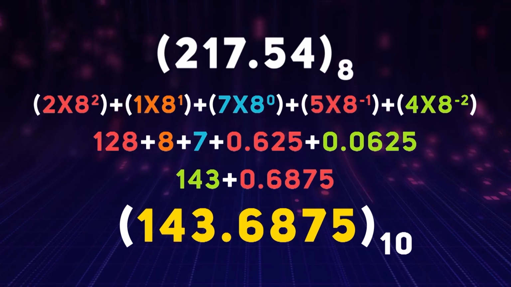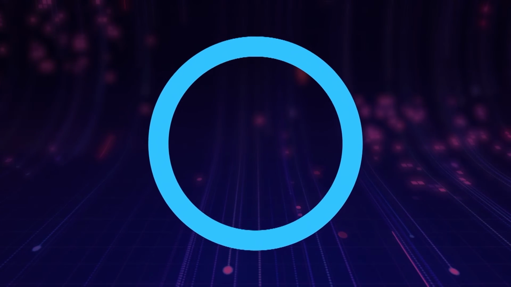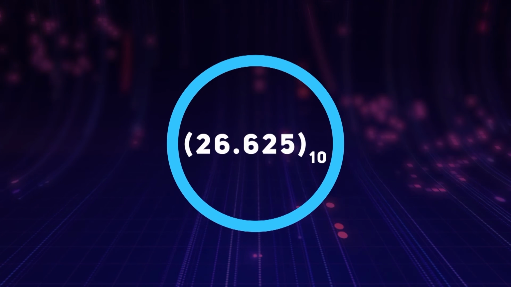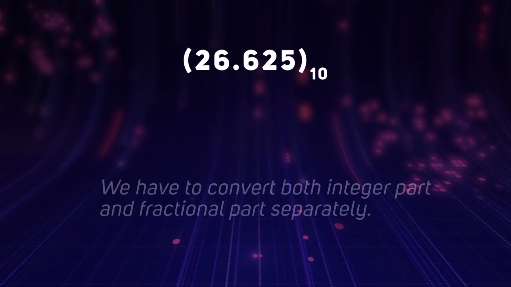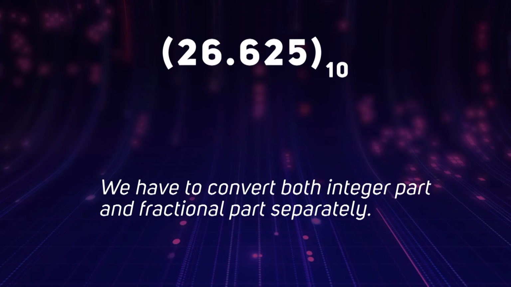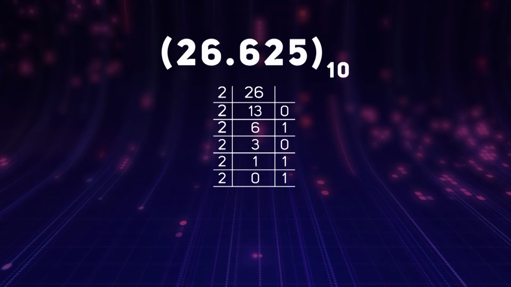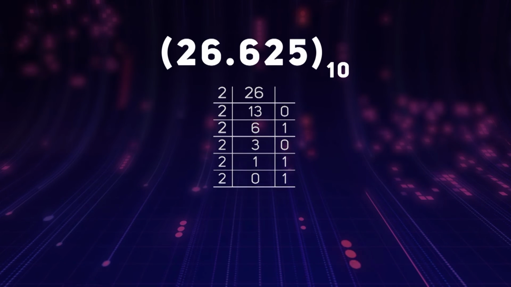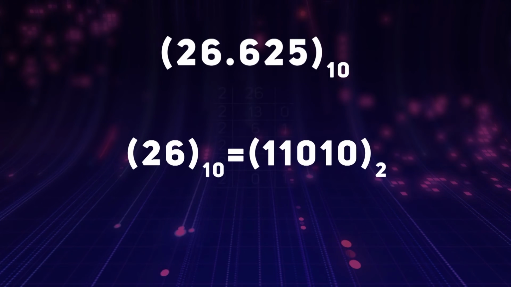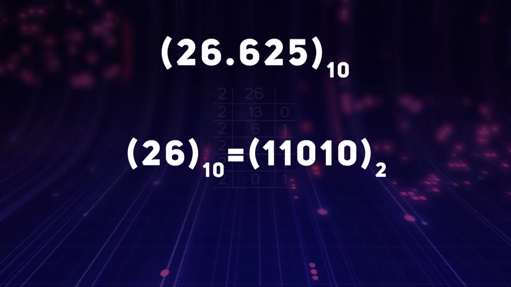That's the final answer. Conversion of a decimal fractional number to binary or octal or hexadecimal needs a little more attention. Let's do one example, 26.625 to the base 10. We have to convert both the integer part and the fractional part separately. The integer part can be converted using the division remainder method. So, we get 26 to the base 10 is equal to 11010 to the base 2.